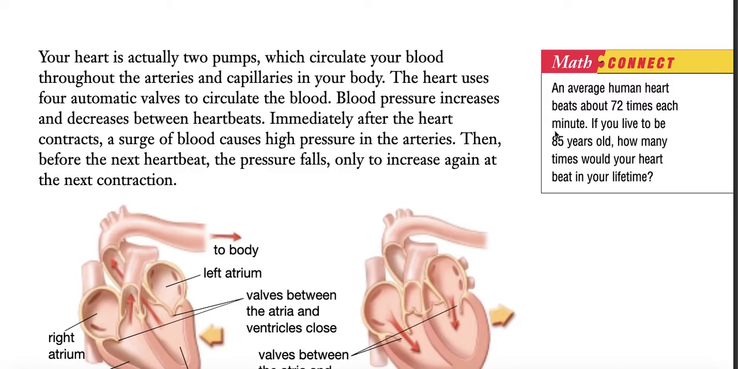Your heart is actually 2 pumps which circulate your blood throughout the arteries and capillaries in your body. The heart uses 4 automatic valves to circulate the blood. Blood pressure increases and decreases between heartbeats. Immediately after the heart contracts, a surge of blood causes high pressure in the arteries. Then, before the next heartbeat, the pressure falls, only to increase again after the next contraction.